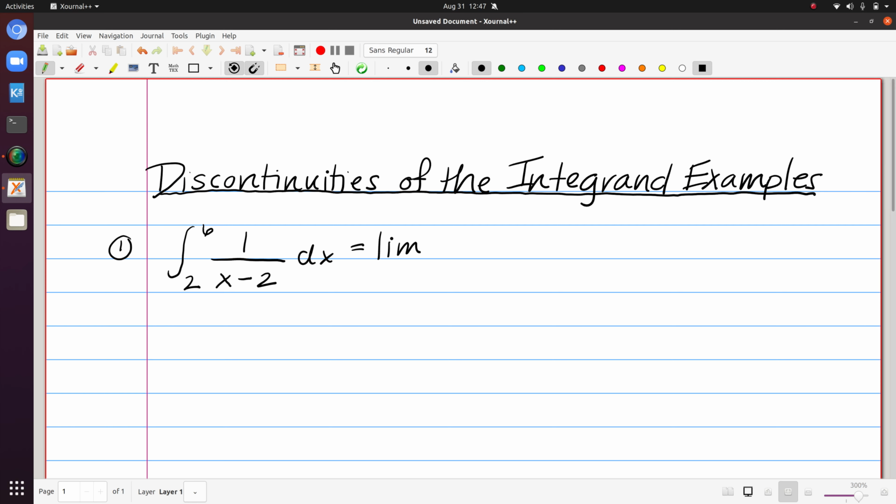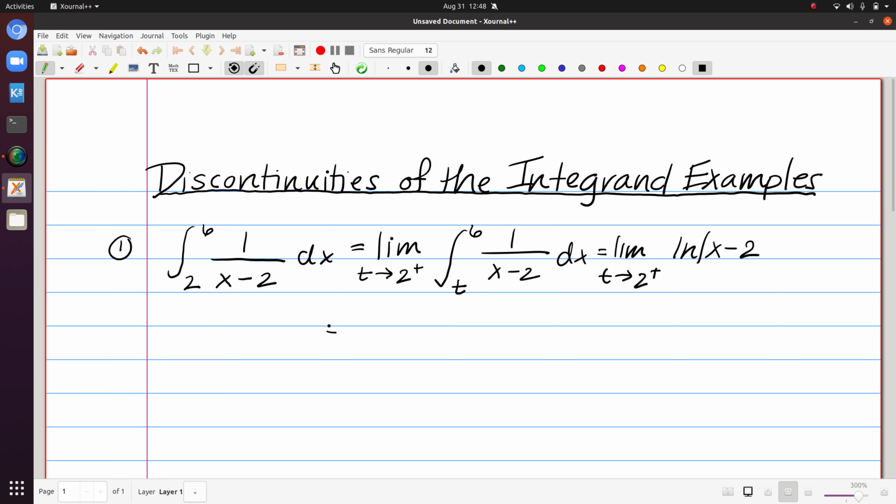So I'm going to have the integral now of my 1 over x minus 2. My upper bound is still 6, but I'm going to write this as the integral from t to 6, and I'm going to let t approach 2 from the right. Now, the antiderivative here is going to be the natural log of the absolute value of x minus 2, and we're evaluating this from x equals t to 6.